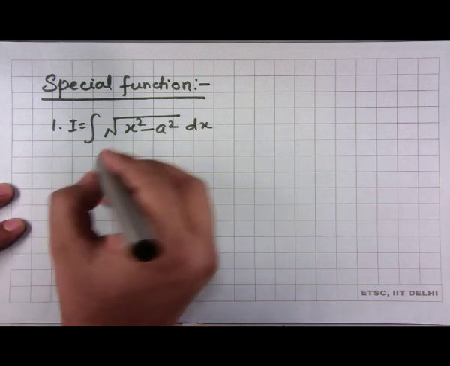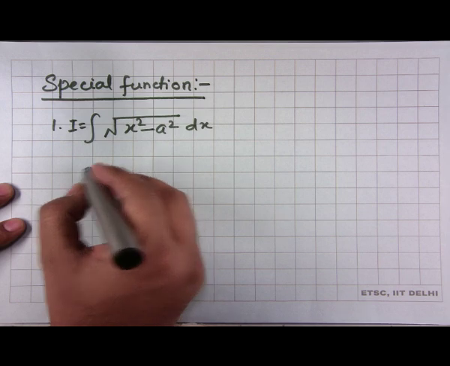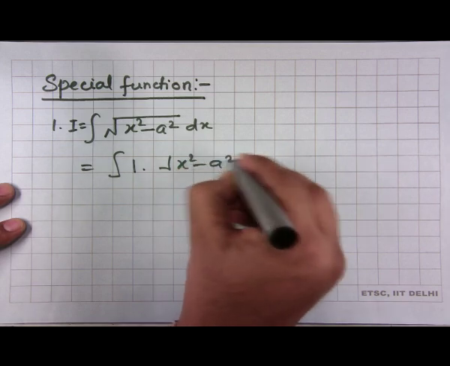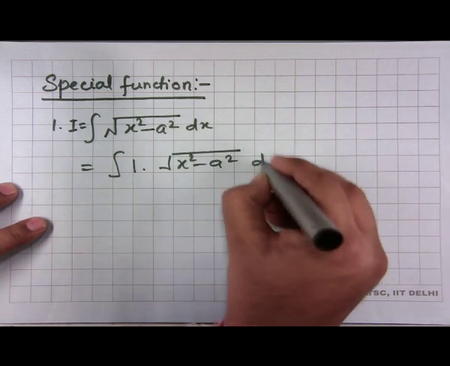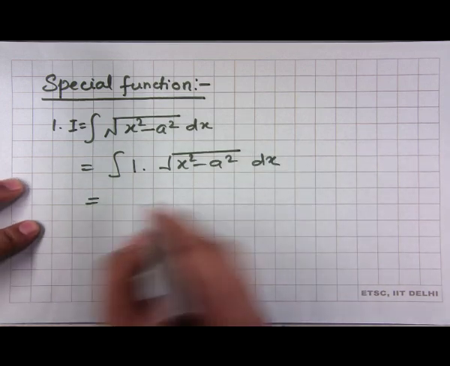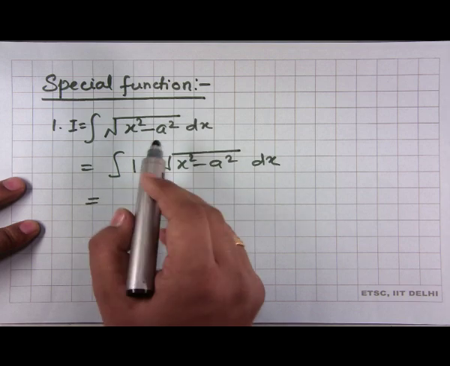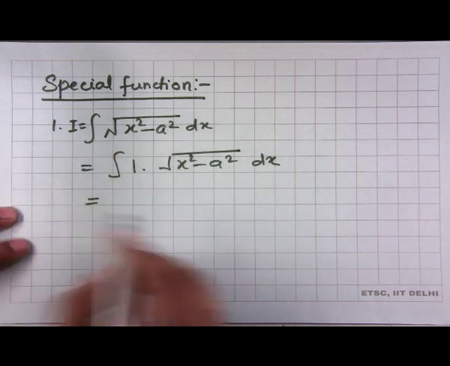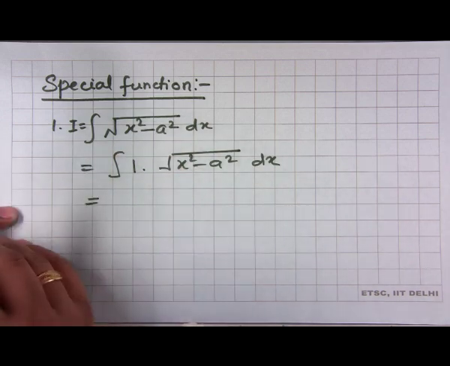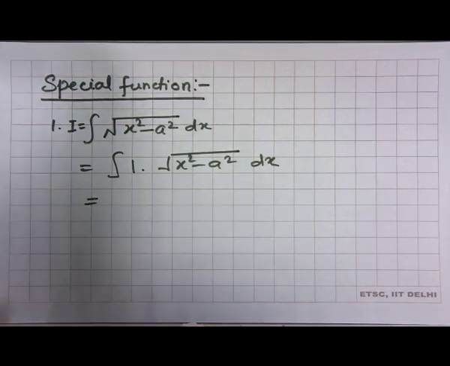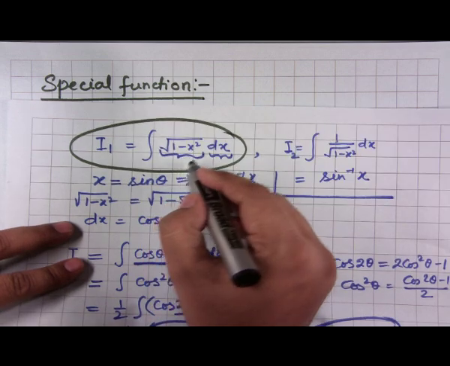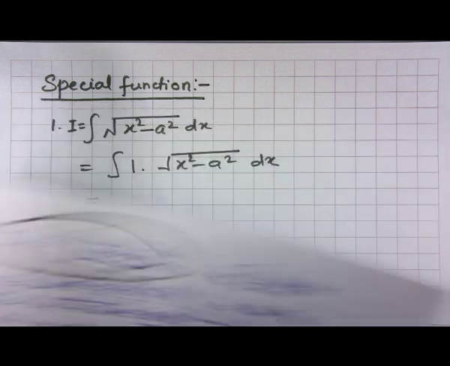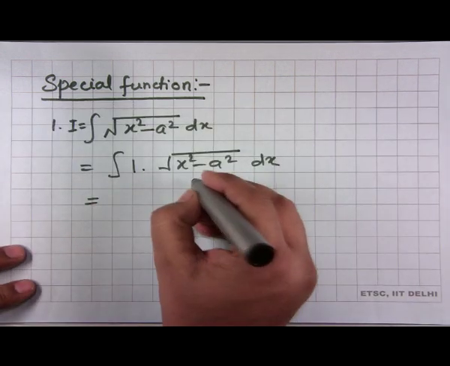So, suppose that we have to integrate this integral. What you do is that we use the same technique as we use for the logarithmic function. We write it as integration of 1 times square root of x square minus a square dx. If you notice the earlier case, it was 1 minus x square. So, the same technique which I am using here can be used in that case also. We used there a substitution, x equals sin theta, and then we evaluated. But here we are using integration by parts.